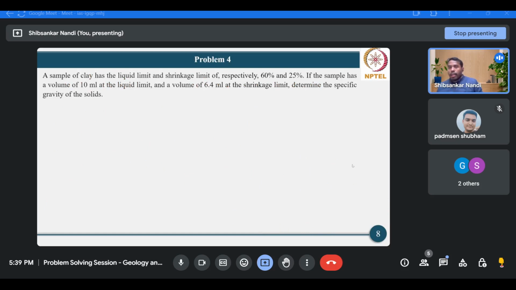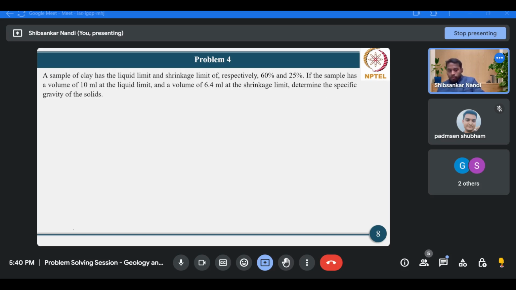So we'll take our problem 4. In this problem, a sample of clay has the liquid limit and shrinkage limit of respectively 60 and 25%. If the sample has a volume of 10 ml at the liquid limit and a volume of 6.4 ml at the shrinkage limit, determine the specific gravity of the solids.